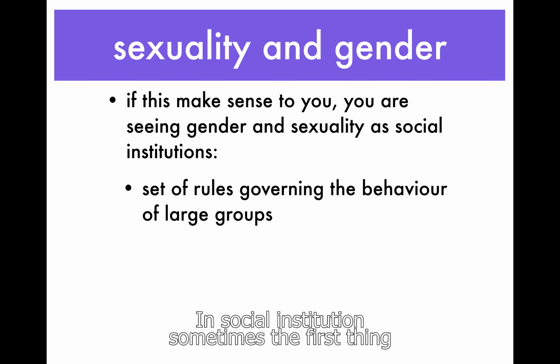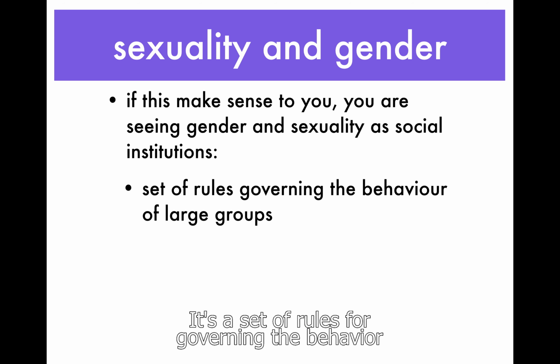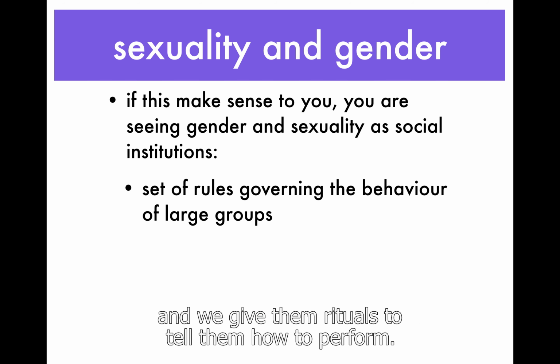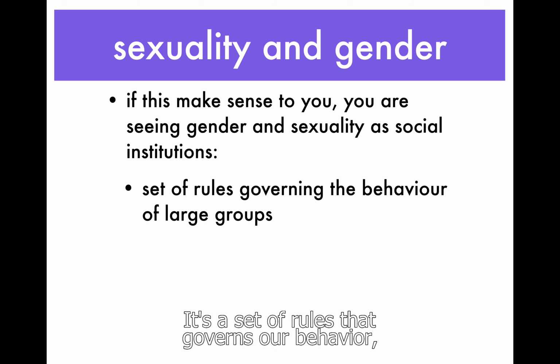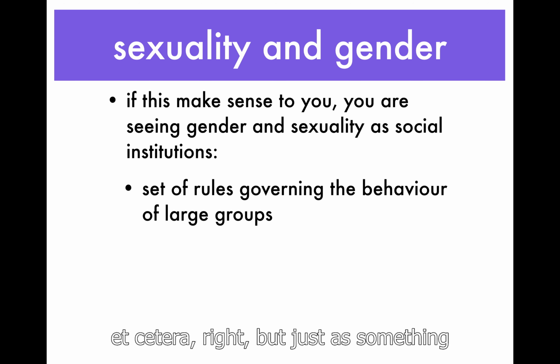In social institutions, sometimes the first thing that pops into your mind is like a building, like a school. That's a social institution. And it is. It's a set of rules for governing the behavior of large groups of people. We organize people in schools into age-graded classrooms, and we give them rituals to tell them how to perform. It's a set of rules that governs our behavior. Tells us what to learn at what point in time in our lives, etc.